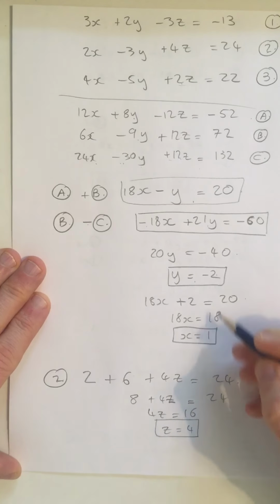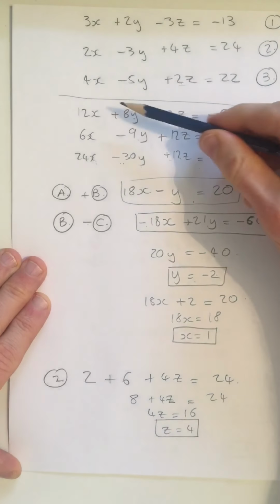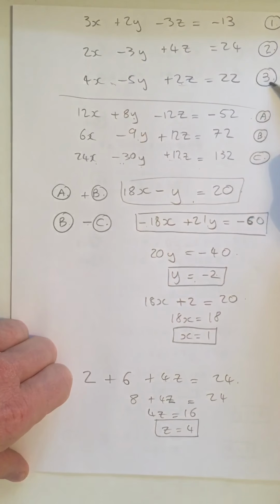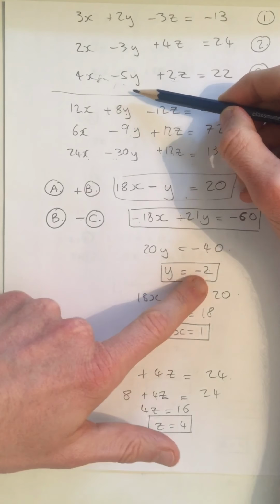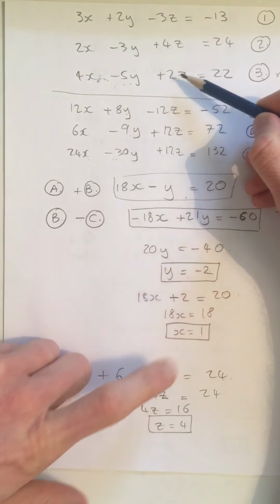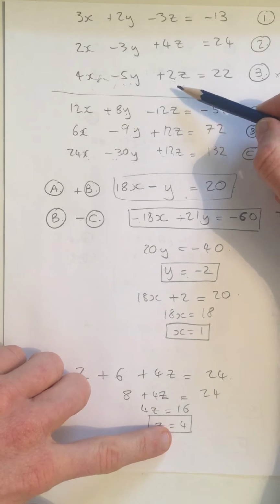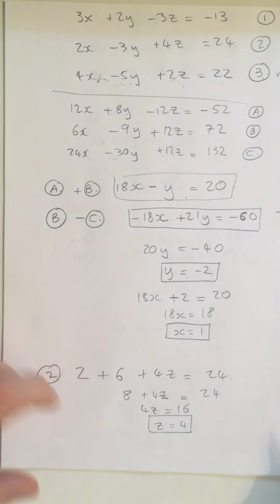And I can always double check my answers here by substituting them back into these other equations. So for example, in equation 3 here, 4 times 1 is 4, minus 5 times minus 2 is 10, so 4 plus 10 is 14, 2 times 4 is 8, 14 plus 8 is 22, so there we go, it does look like it works.